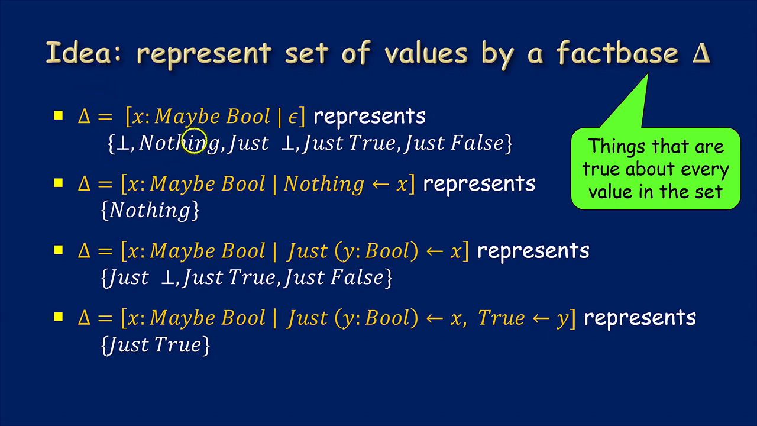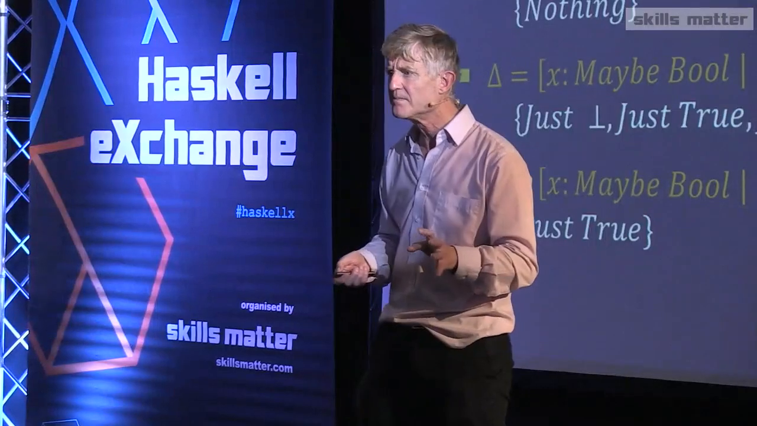What values can x take on if it's maybe bool? Well, it could be bottom, it could be nothing, it could be just bottom, it could be just true or just false. That's all, right? If it was a list, there'd be an infinite set. For this type, there's only a finite set of values, OK?